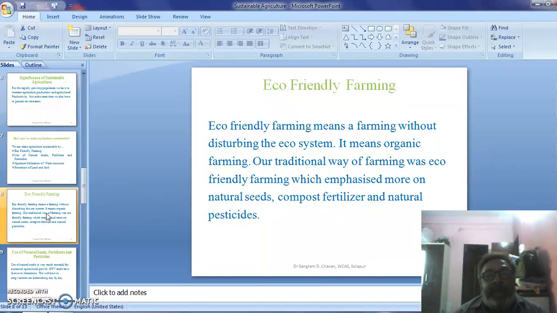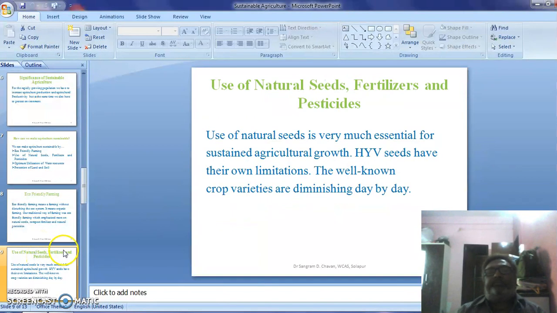Therefore, we have to use our traditional way of farming, which is eco-friendly, which will not adversely affect our environment, our ecosystem, and also protects the quality of food grain. Therefore, eco-friendly farming is the best way of sustainable agriculture. The second important thing, we have to use natural seeds, compost fertilizers and natural pesticides.